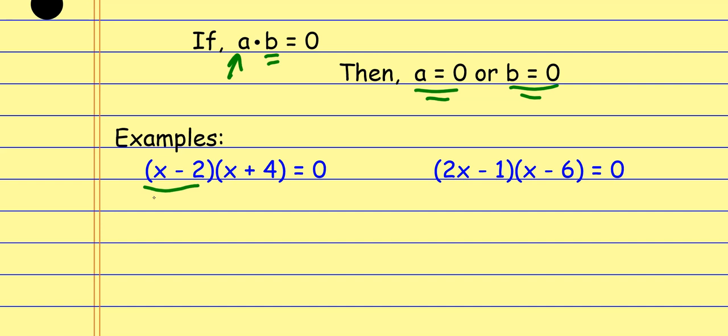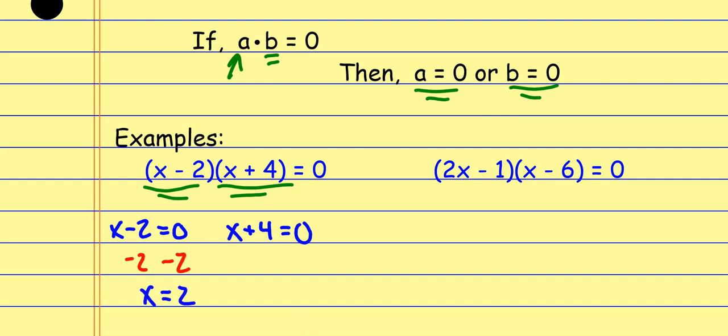Here the first thing is the x minus 2. The second thing is the x plus 4. When I multiply them, it gives me 0, which means one of those things has to equal 0. Either the x minus 2 has to equal 0, or the x plus 4 has to equal 0. And now from here, I just have two really simple equations to solve. So this one, I subtract the 2 from each side, and I get x equals 2. This one, I subtract the 4 from each side, and I get x equals negative 4.